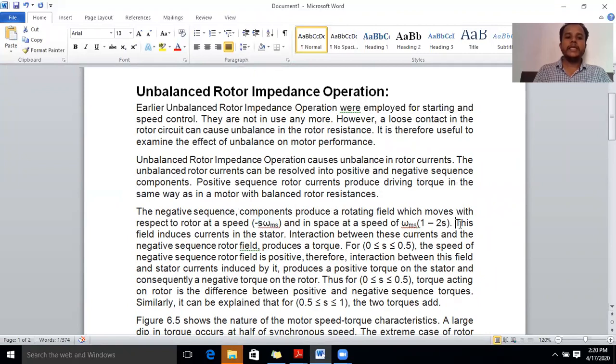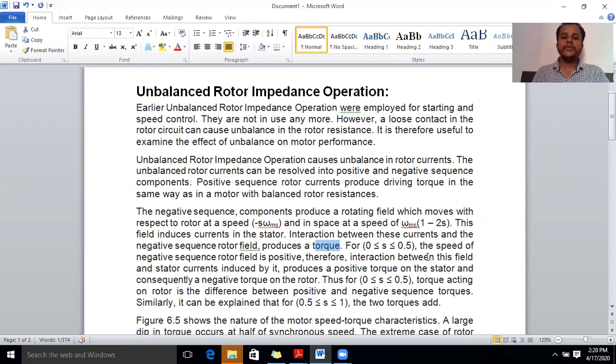This field induces current in the stator. The interaction between these currents and the negative sequence rotor field produces a torque. So for, let us say, s more than 0 and less than 0.5, the speed of the negative sequence rotor field is positive.